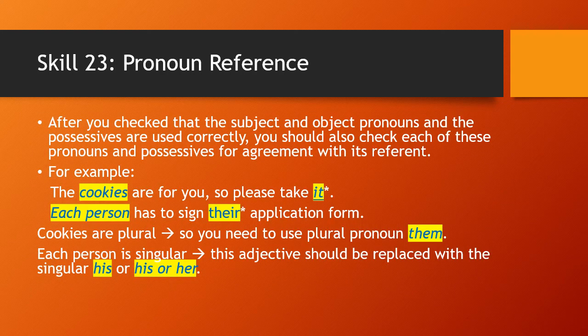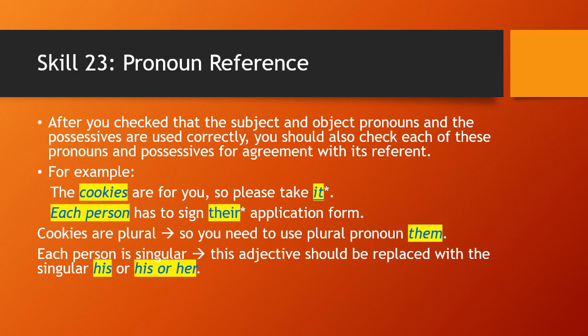All right, let's continue to skill 23, which is pronoun reference. After you check that the subject and object pronouns and the possessives are used correctly, you should also check each of these pronouns and possessives for agreement with its referent. So you need to make sure that the pronoun that you use, whether it is a subject pronoun, object pronoun, or possessive pronoun, agrees with the referent, with the noun it refers to.